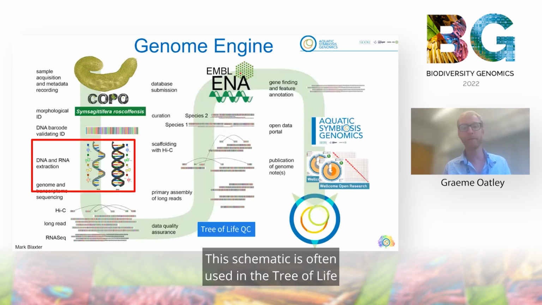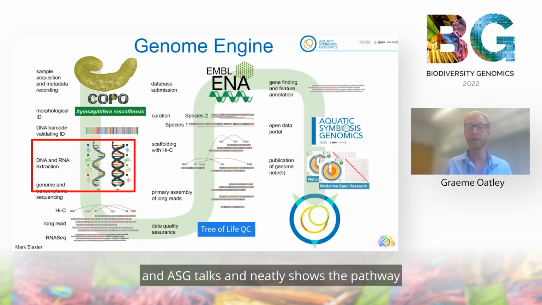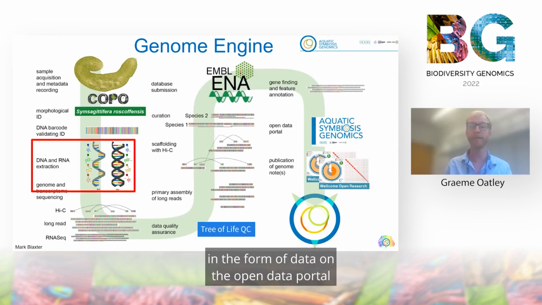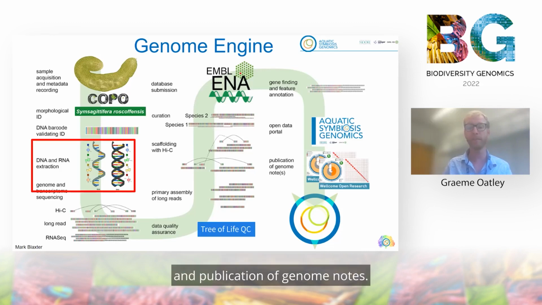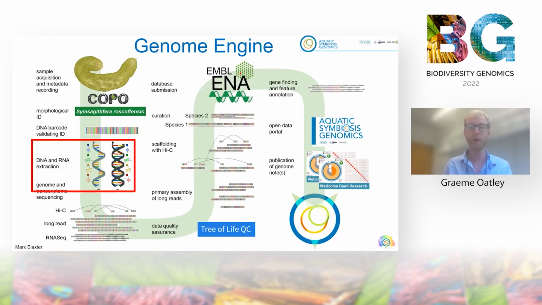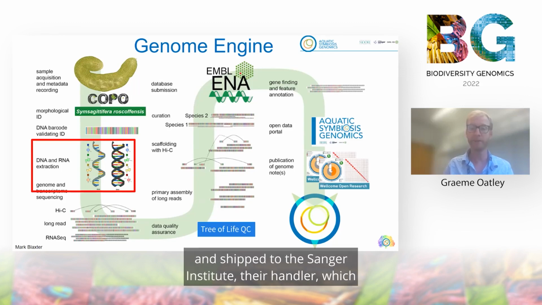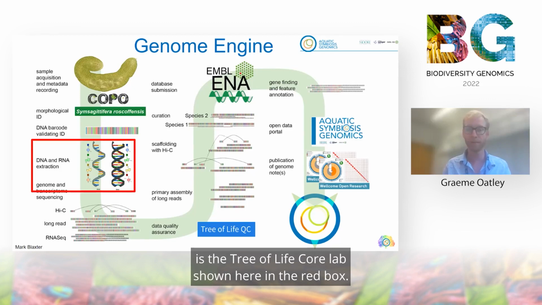This schematic is often used in the Tree of Life and ASG talks, and neatly shows the pathway from sample collection to the final product of a genome in the form of data on the Open Data portal and publication of genome notes. Once samples have been collected, identified, and shipped to the Sanger Institute, they are handed over to the Tree of Life core lab, shown here in the red box.